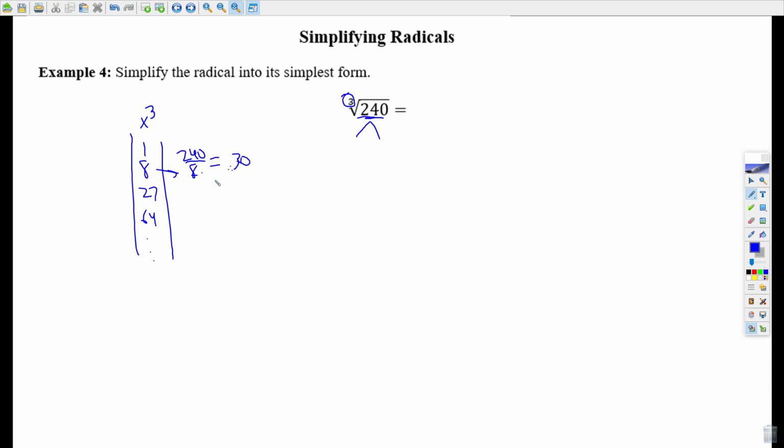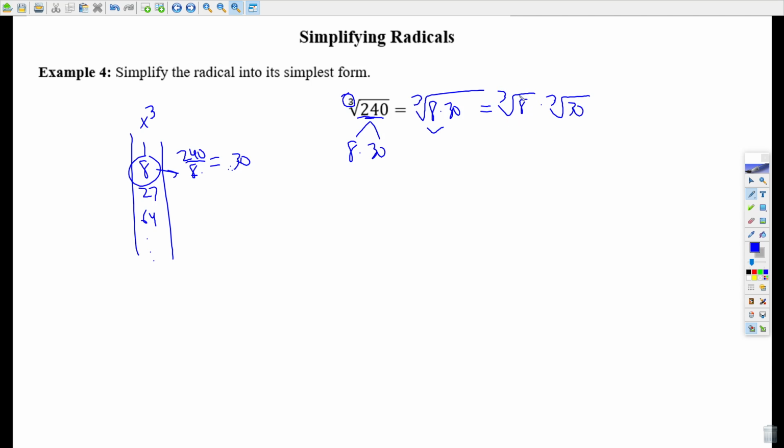If you tried another one, let's see, what's 240 divided by 27? 8.8 repeating. Nope. 240 divided by 64. That's 3.75. So I don't think any of these other ones work besides 8. So we're going to break this apart into 8 times 30. And so let's go ahead and write it that way. So we have the cube root of 8 times 30, which I'm going to use that property where we can break it apart and say this is the cube root of 8 times the cube root of 30.